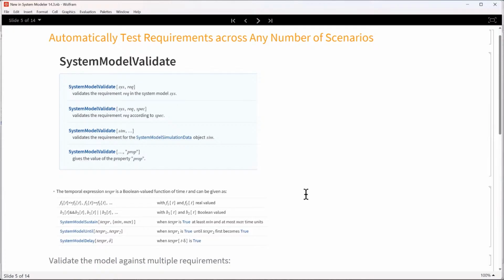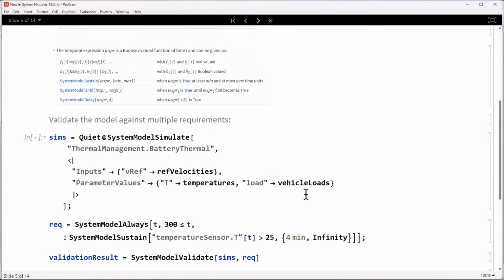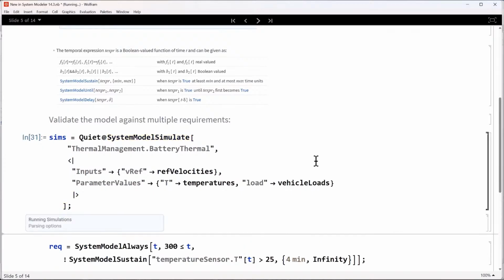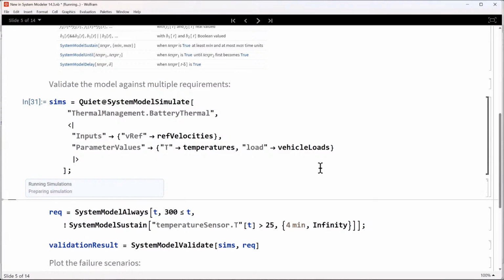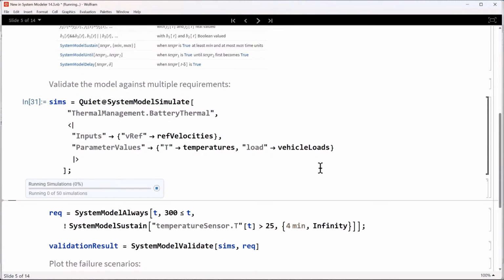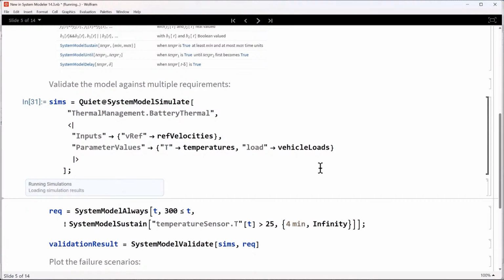Here's how it works in our EV example. You could always run thousands of simulations in parallel using system model simulate, each with different drive cycles, loads, and ambient conditions. For this presentation, let's look at 50 scenarios.